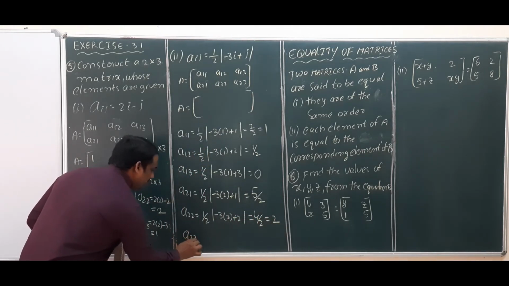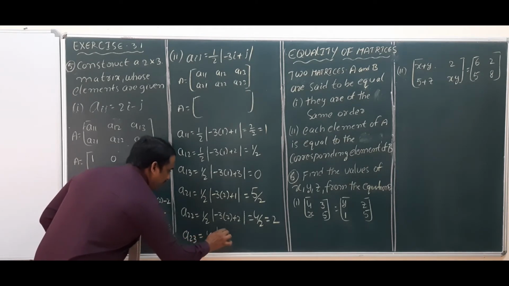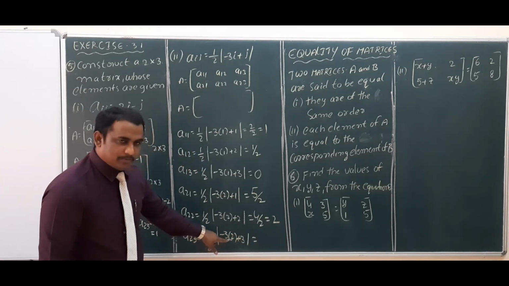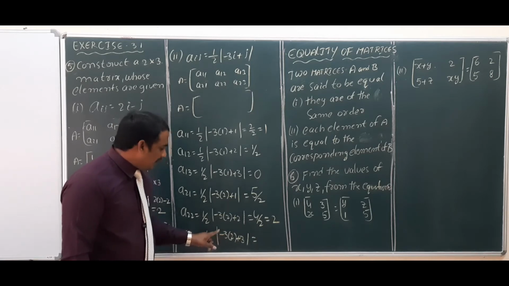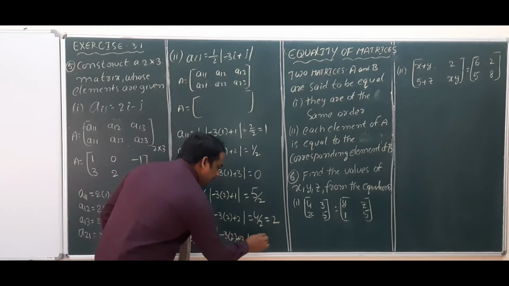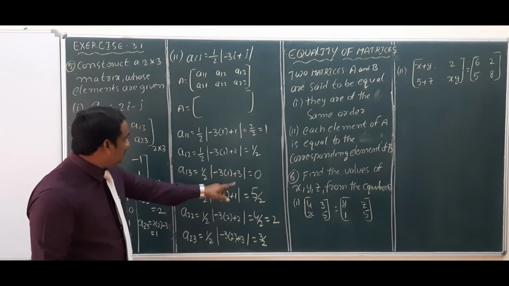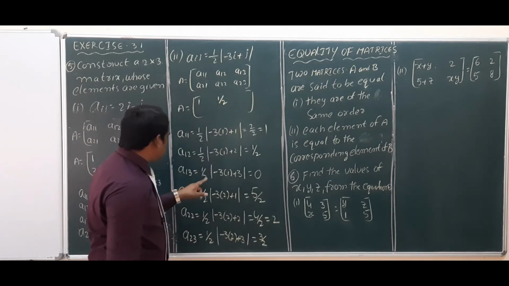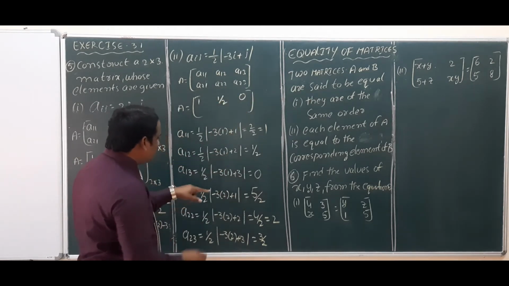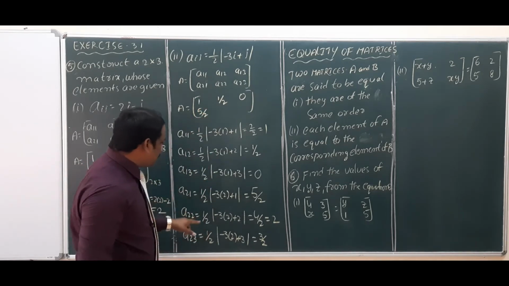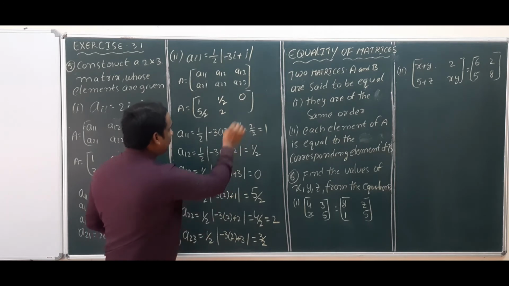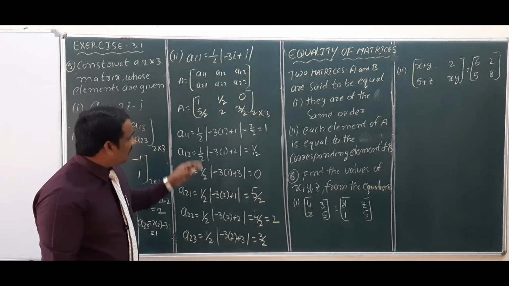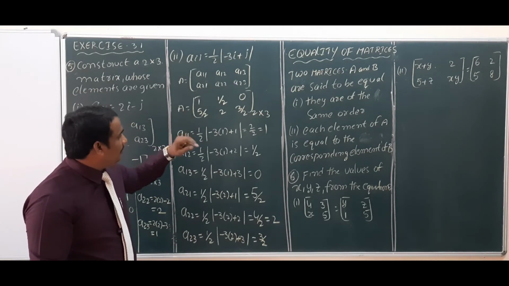Next one, A of 2 3 equal to 1 by 2 modulus of minus 3 into 2 plus 3, equal to minus 6 plus 3, minus 3. Modulus of minus 3 is 3 by 2. Now you got all element values. Here, substitute: A11 value 1, A12 value 1 by 2, A13 value 0, A21 value 5 by 2, A22 value is 2, A23 value is 3 by 2. Now what is the order here? 2 by 3, 2 rows, 3 columns. Like this they will ask a 1 mark question in PU exams.